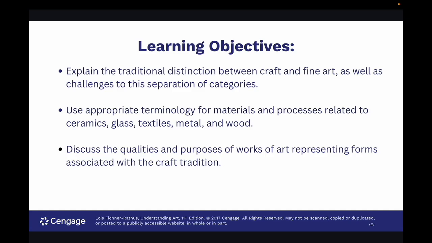The learning objectives for this chapter include explaining the traditional distinction between craft and fine art, as well as challenges to this separation of categories. Use appropriate terminology for materials and processes related to ceramics, glass, textiles, metal, and wood, and discuss the qualities and purposes of works of art representing forms associated with the craft tradition.